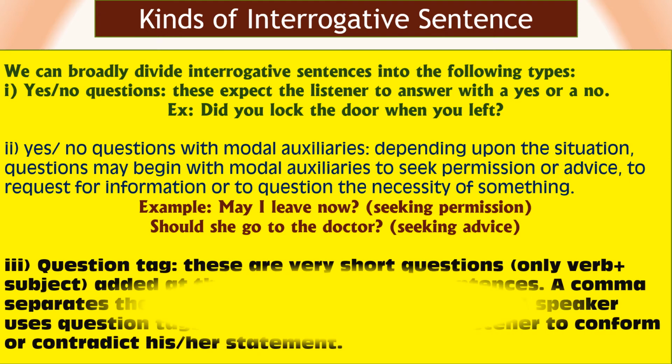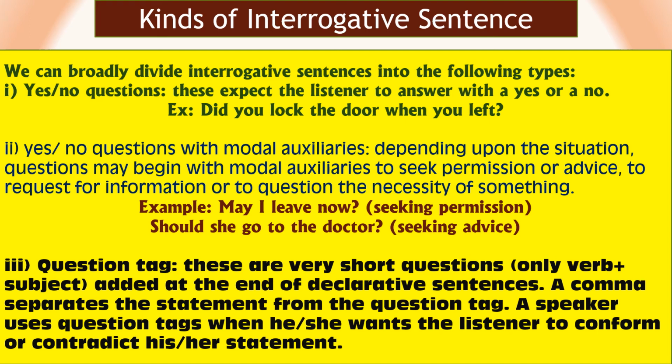The next one, question tag. What is the meaning of question tag? Question tags are very short questions, only verb plus subject. So என்ன இருக்கும், subject or verb மட்டும்தான் இருக்கும். Added at the end of declarative sentences. A comma separates the statement from the question tag. A speaker uses a question tag when he wants the listener to confirm or contradict her statement.